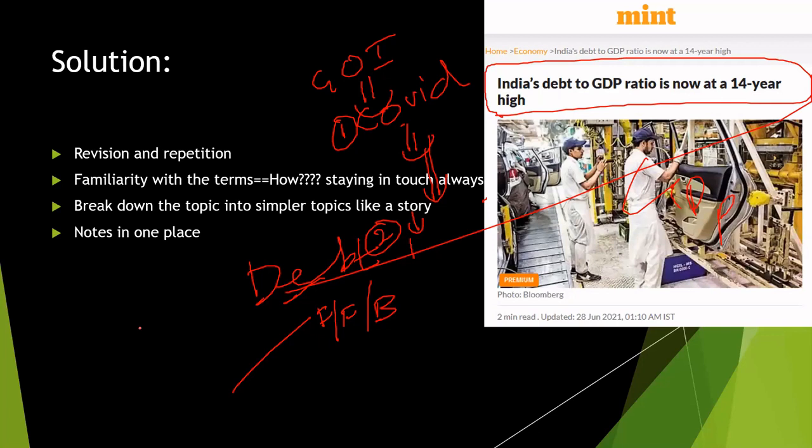Understand the topic from a current affairs perspective rather than blindly mugging it up. There is no point in just mugging up the debt to GDP ratio definition, as long as you don't understand what the debt to GDP ratio is, how it is forming, what the reasons are, what the solutions are.